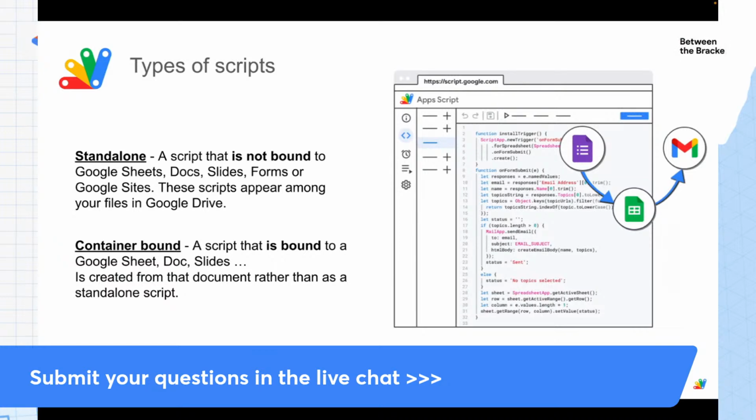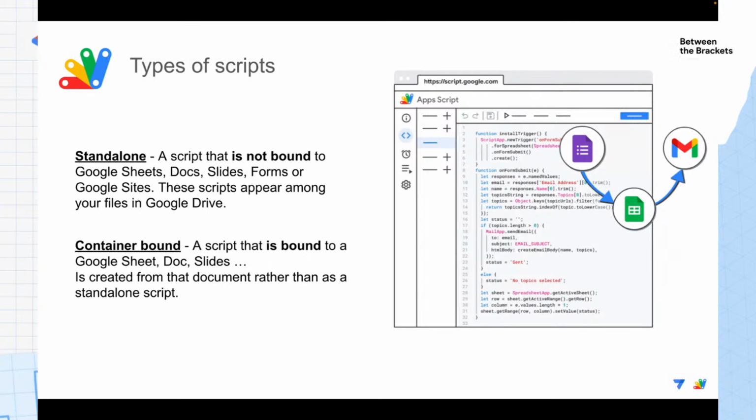And then of course there's the other one, which is referred to as container bound. So for example, if you have a Google Sheet and you want it to pull up some of the data, or if you have a form and you want to capture some data when the form is submitted, those would typically be AppScript functions that are bound to a specific document, sheet, doc, slides, etc.